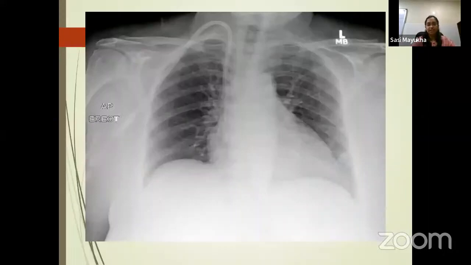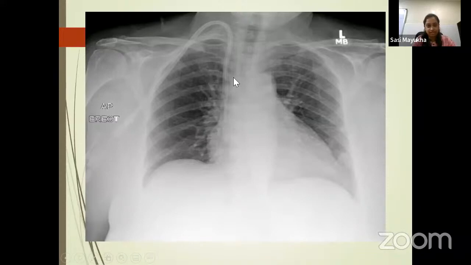So once you have placed the internal jugular catheter or central line or a dialysis catheter, we have to take an X-ray to confirm the position of the catheter. So here you can see the catheter sitting right at the junction of the SVC and RA. The other thing you can do instead of an X-ray is an ultrasound screening to see where the catheter is.